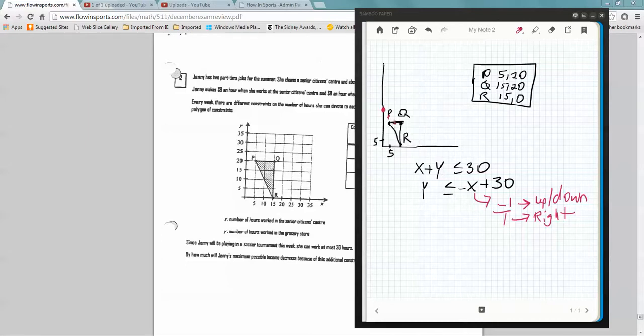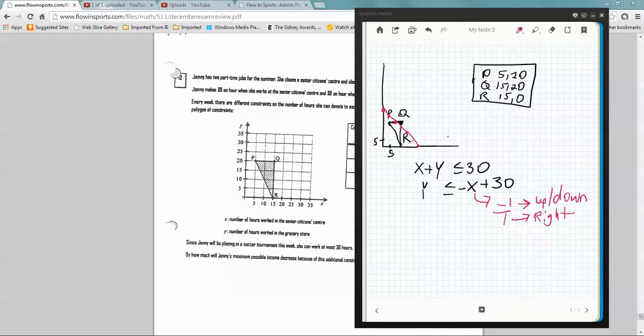Down 1, right 1 over here. Down 1, right 1 over here. Down 1, right 1 over here. That's pretty annoying. And so forth. I would use a ruler.